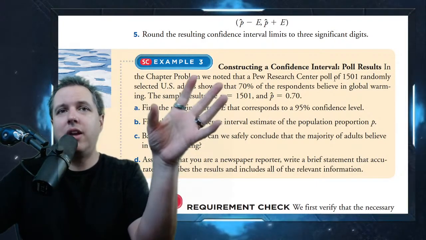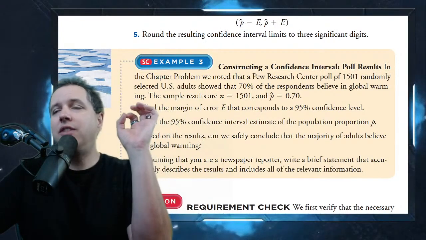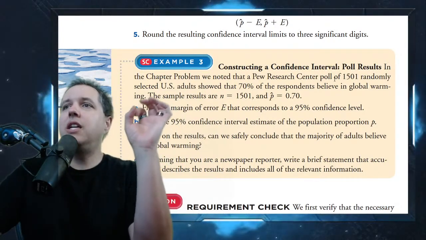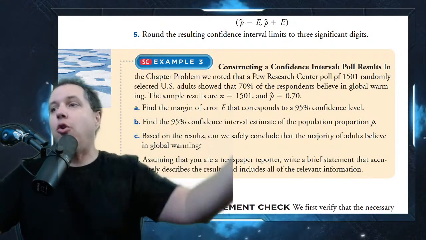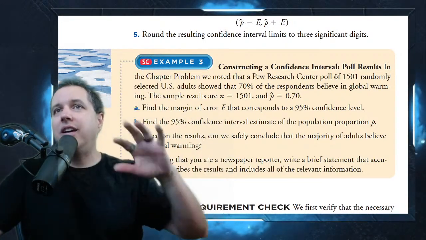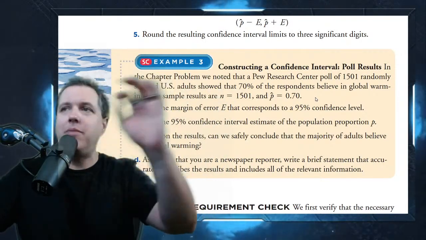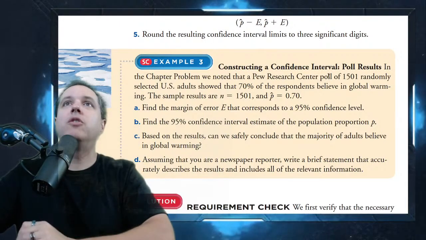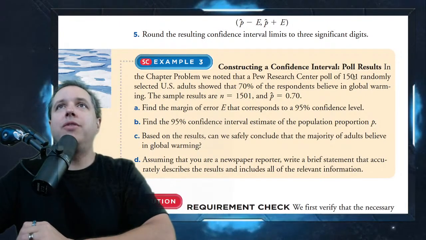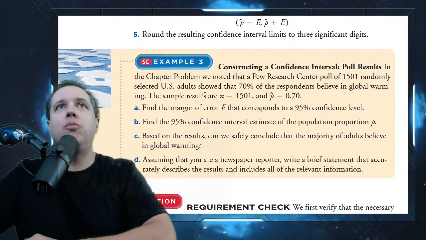You'll say here's the poll I want you to take. They'll say here's how much it's going to cost, and then they will do their best to do it in a constructive way. It's not like when Fox News does their own poll on their website, and you shouldn't put any faith into it, or MSNBC or whatever. Pew Research does legitimate polling. So they polled 1,501 randomly selected U.S. adults, and 70% of the respondents believe in global warming.